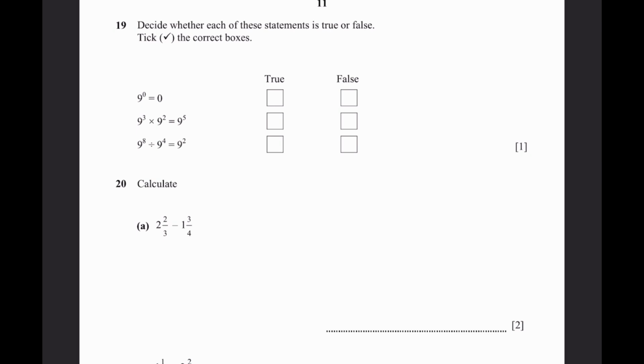Question 19. Decide whether each of these statements is true or false. Tick the correct boxes. 9 to the power 0 is 0. A rule of powers states that any number, let's just name it x, to the power 0 equals 1. But here it says 0, not 1. 9 to the power 0 is actually 1. So the statement is false.